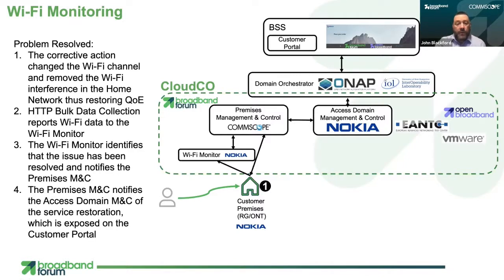On the final slide here, we see that the Wi-Fi problem is resolved without manual intervention. We start with the corrective action was just taken on the device, and we see that indicated as now it's being green. And then in the second point, we see HTTP bulk data collection reports being sent up to the Wi-Fi monitor solution, where it then detects that the issue has been resolved so that it notifies the premises management and control. And then in 4, we see the premises management control notifies the access domain management control of the service restoration, which is then exposed in the customer portal.